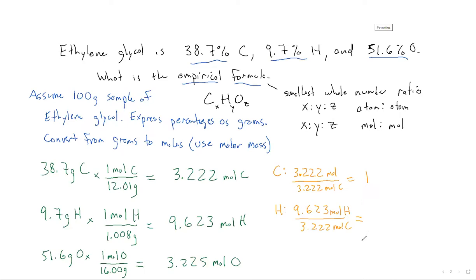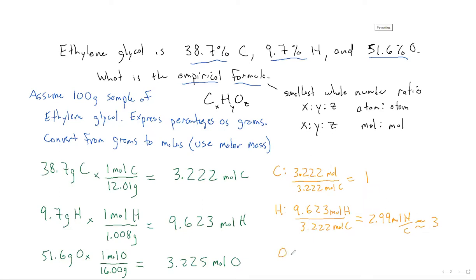9.623 divided by 3.222. I get 2.99 moles of hydrogen to carbon. So the ratio of moles of hydrogen to carbon is approximately 3. So for every 1 mole of carbon, I have 3 moles of hydrogen. That's okay, yeah? You guys with me?